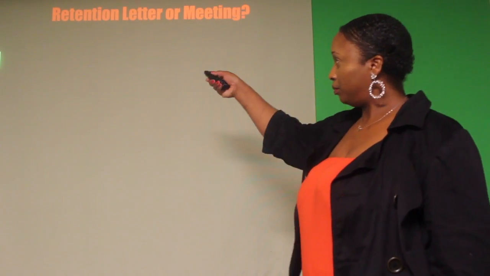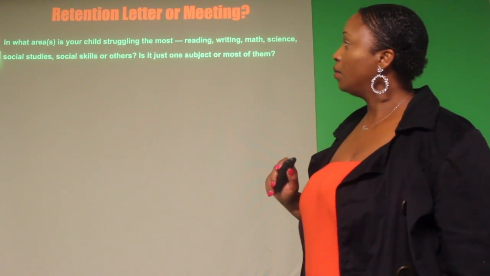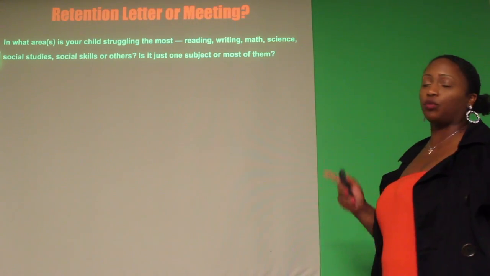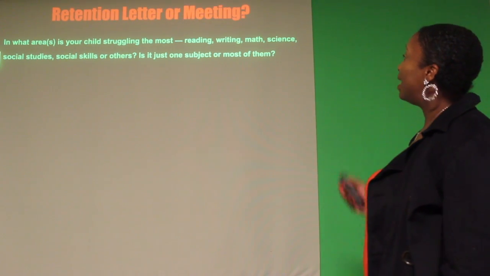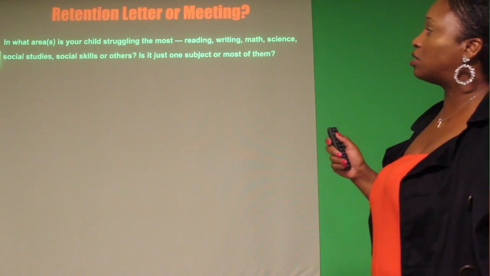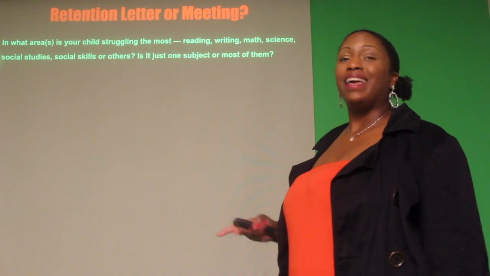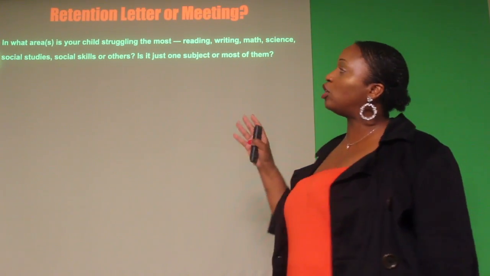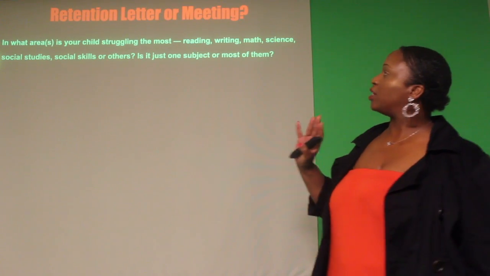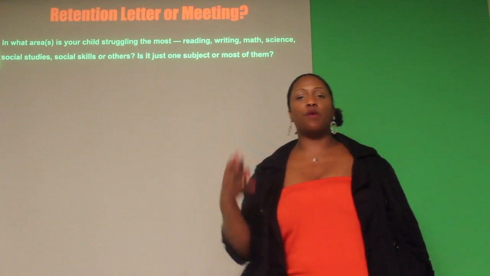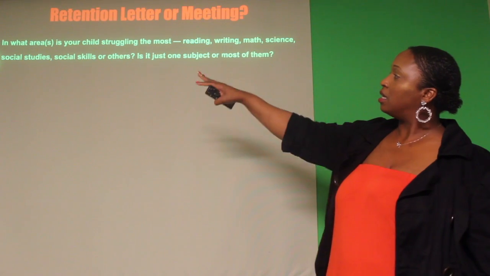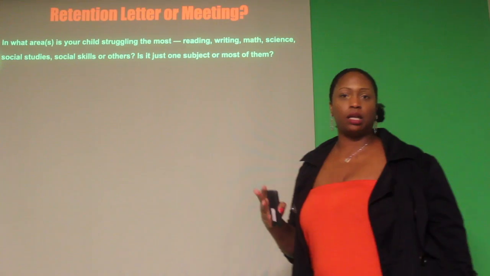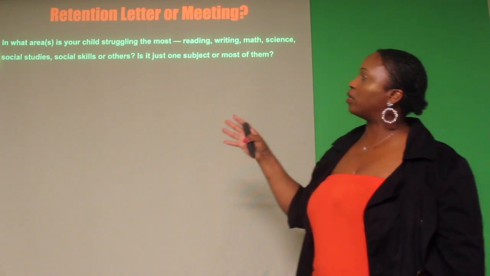Okay, first, you need to know in what areas does a child struggle most. Is it reading? Is it writing? Is it math, science, social studies? Is it just one subject? Is it multiple subjects? Is it all of them? Those are things that you need to consider. Because if it's just reading, you can focus on that and that's going to transcend into the other areas. Is there a disconnect between their reading and writing? Okay, so that's going to tell you what you're going to need to focus on.